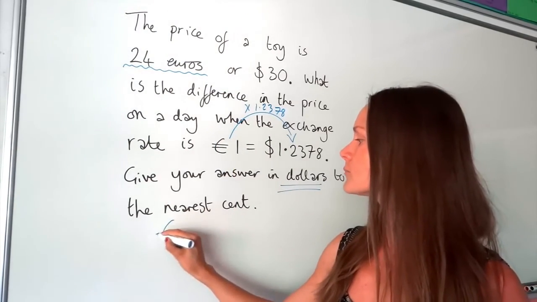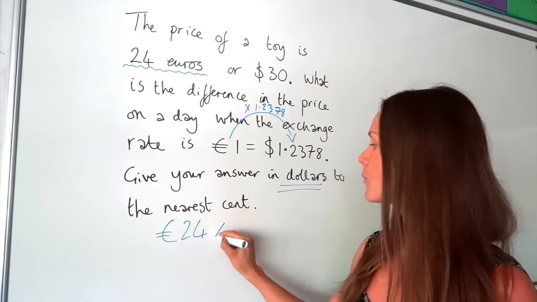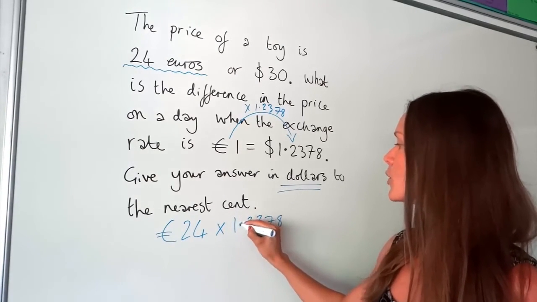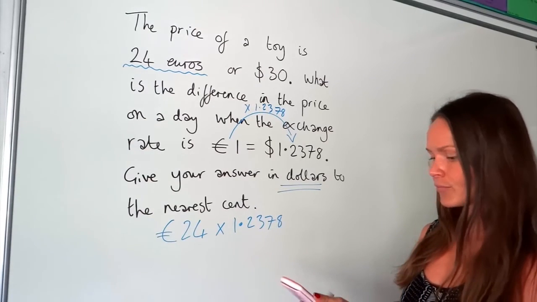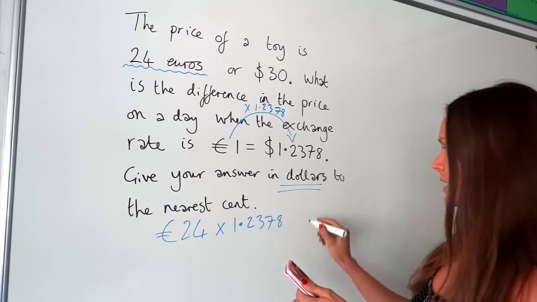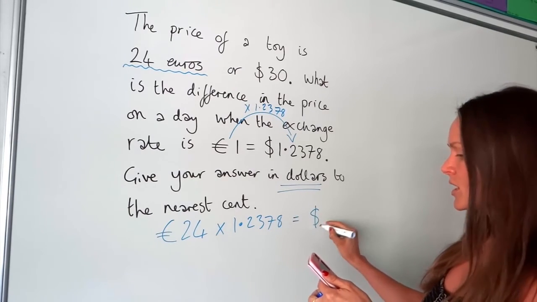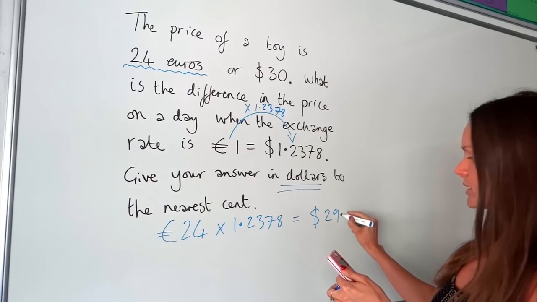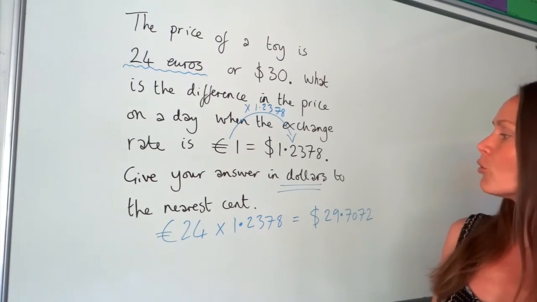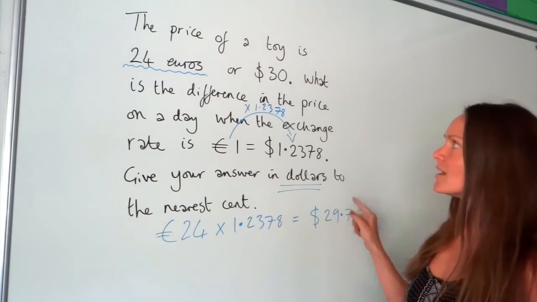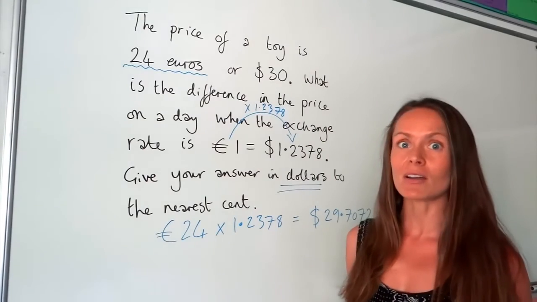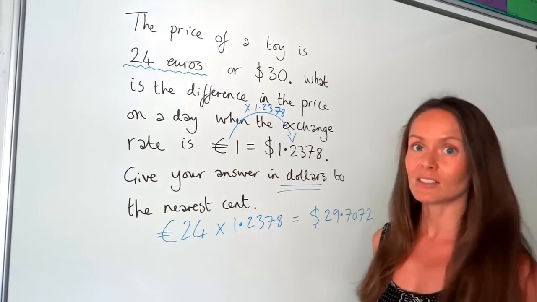So we've got €24 and we're multiplying in this question. Okay, so pop that in your calculator. And that gives me, remember it's now in dollars, so this is 29.7072. So we can already see that this is less than that $30. So it's actually cheaper to pay in euros than in dollars.